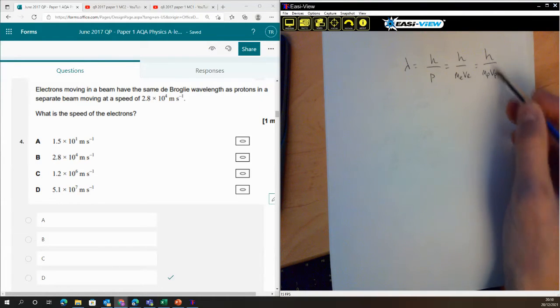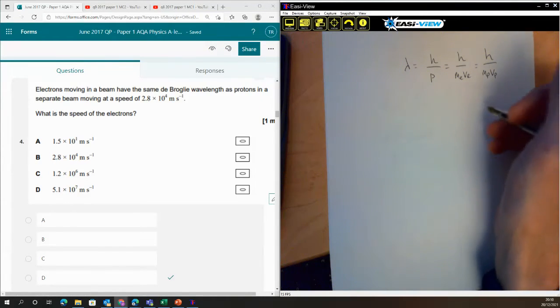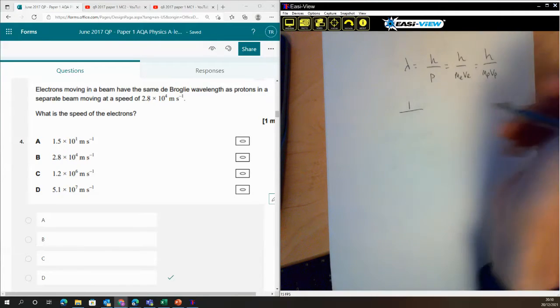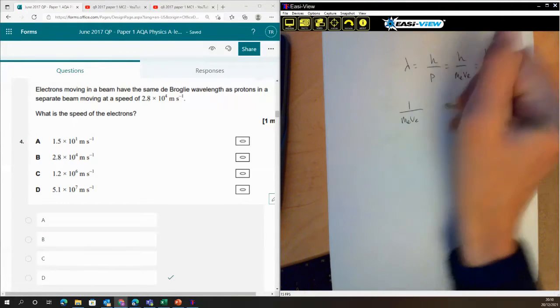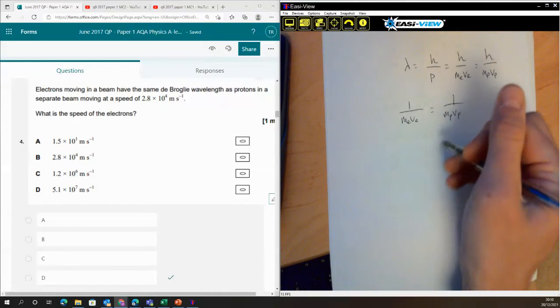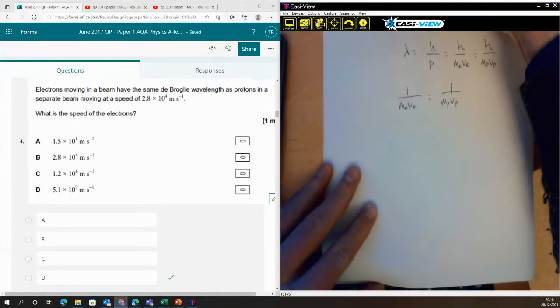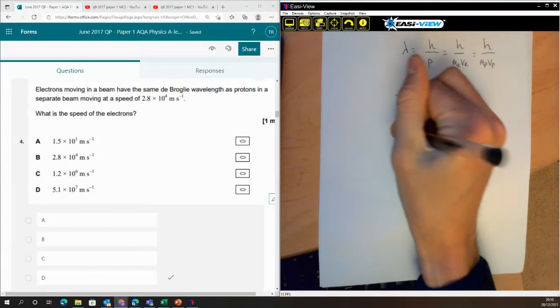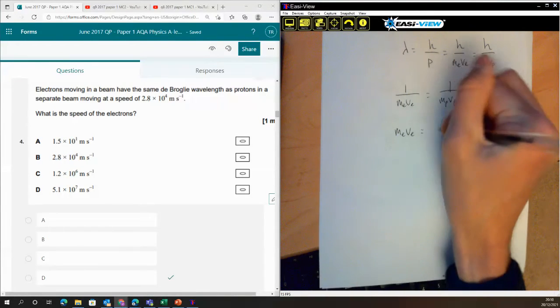So I can take this second part, if you like, and the h's cancel, so you end up with 1 over m_e v_e equals 1 over m_p v_p, which basically must mean that the two momentums are the same. So we end up with this.